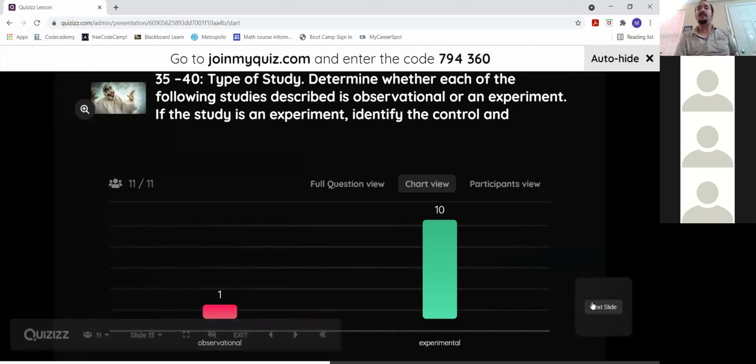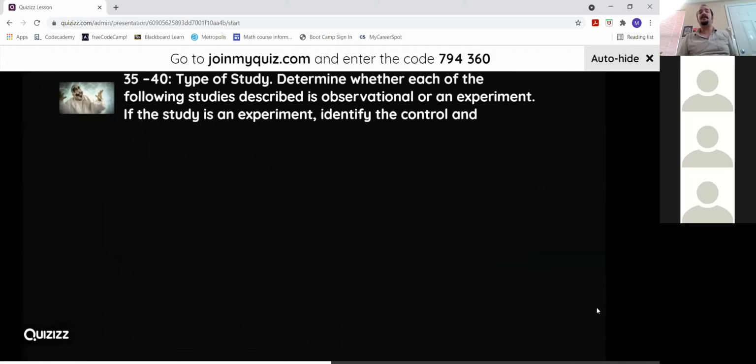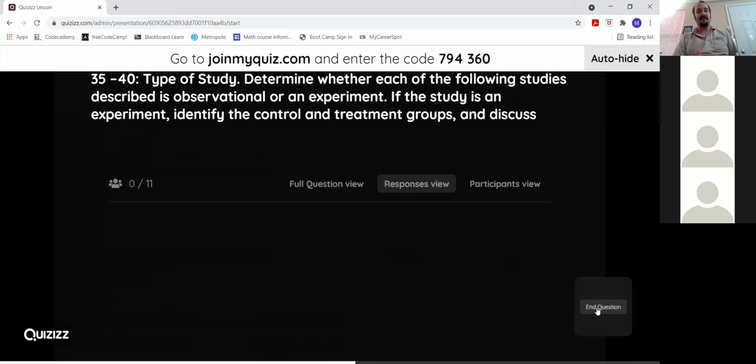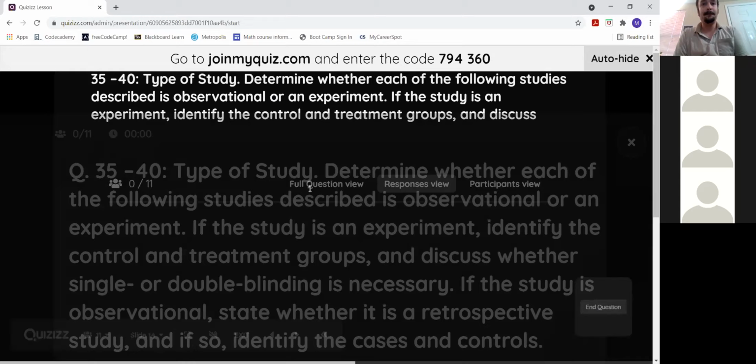Okay, yeah, it is experimental. You are applying this, right? You are giving them a magnet. You're applying that treatment. You're telling them, go use this magnet or don't use this magnet. You're telling people to do something. If you're telling people to do something, I almost guarantee you it is an experiment. You are being proactive in it. You are getting them to be proactive in it. That would be an experiment.